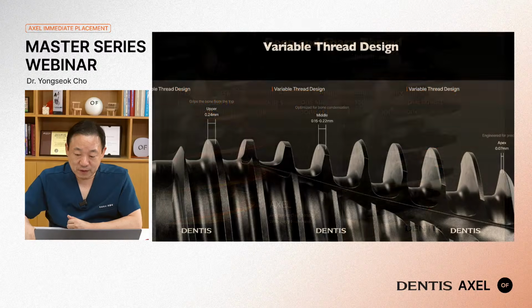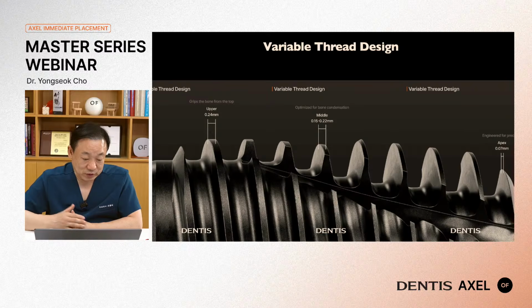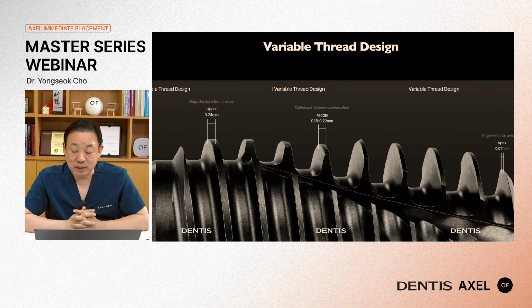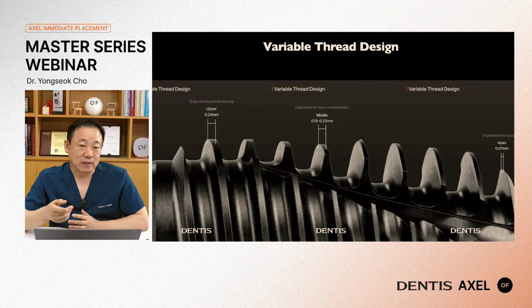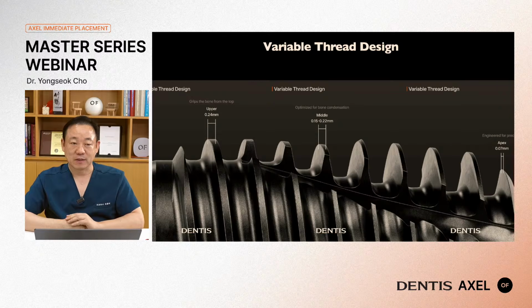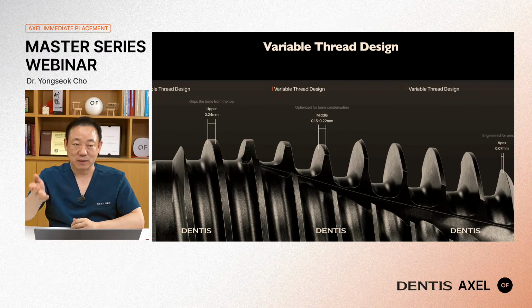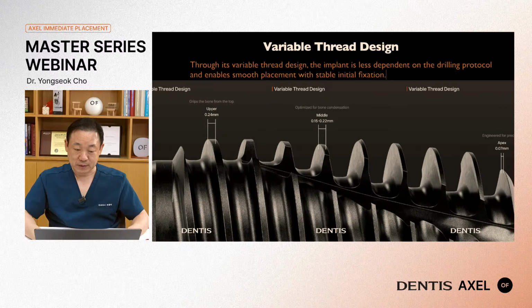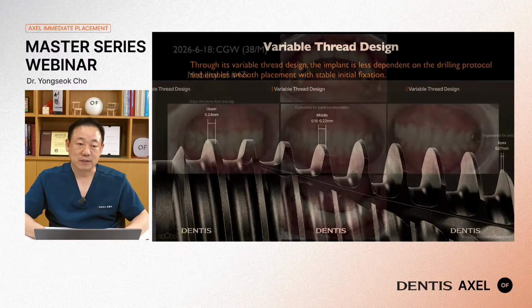And it has a variable thread design. Through its variable thread design, the implant is less dependent on the drilling protocol and enables a smooth placement with a stable initial fixation. Okay. During the drilling, I don't try precise drilling. Just rough drilling is possible, but this implant is easy to place and even the situation is stable. Let me show several cases of this implant.